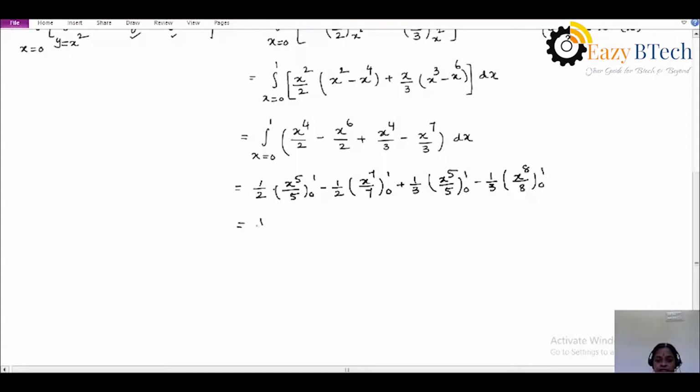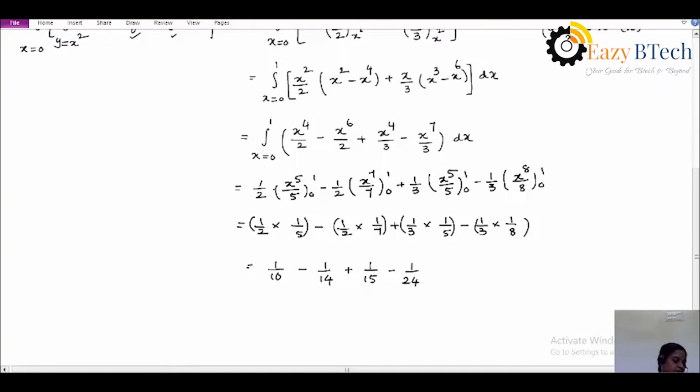Okay, then 1 by 2 upper limit, that is 1 by 5 minus 1 by 2 upper limit, in the place of x, 1 substitution, and plus 1 by 3 into 1 by 5 minus 1 by 3 into 1 by 8. This is one term, substituting limits. Okay, that means 1 by 10 minus 1 by 14 and plus 1 by 15 minus 1 by 24. Then finally you will get the answer as 0.05357. That's the answer of this question.